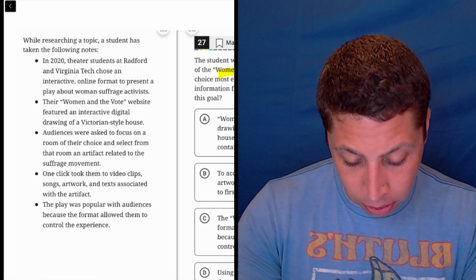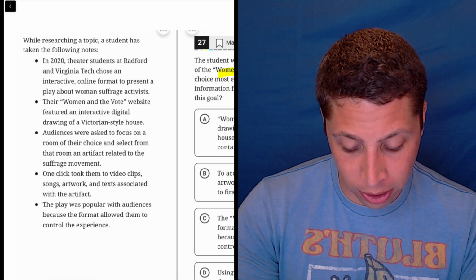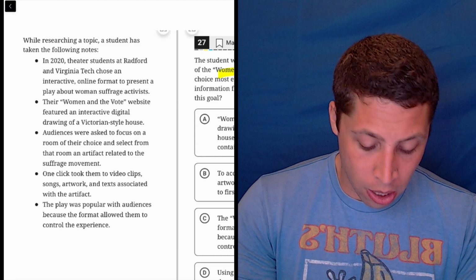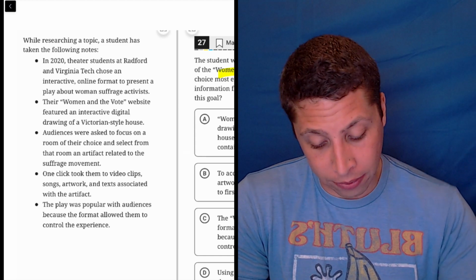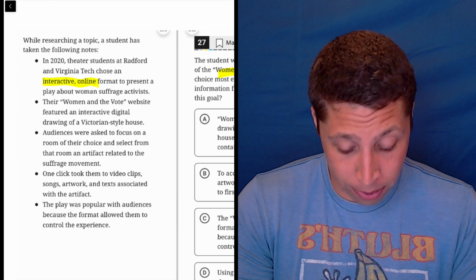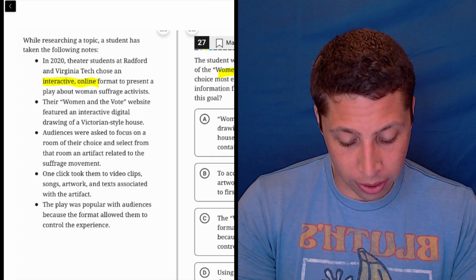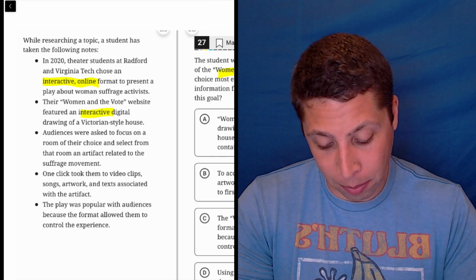In 2020, the theater students at Radford and Virginia Tech chose an interactive online format to present a play about women's suffrage activists. Okay, maybe the advantage is that it's interactive and online. They don't come out and say that, though. Their Women in the Vote website featured an interactive digital drawing of a Victorian-style house, so interactive comes up again.